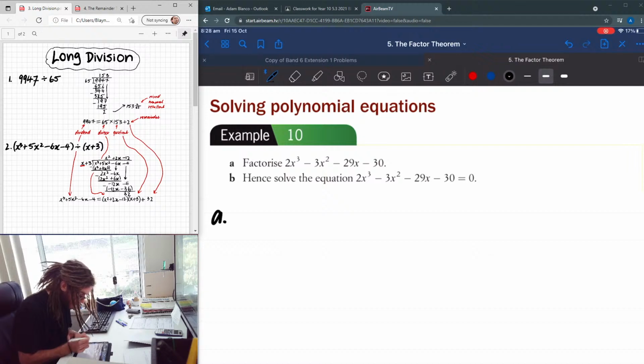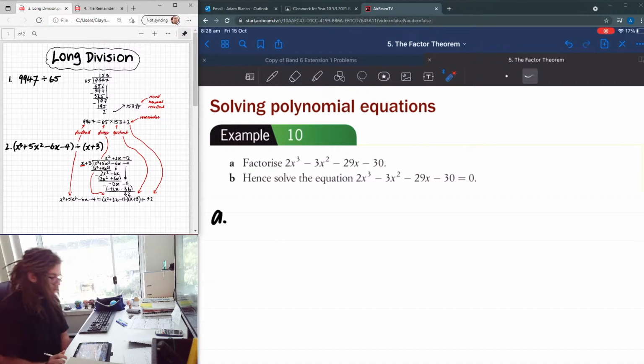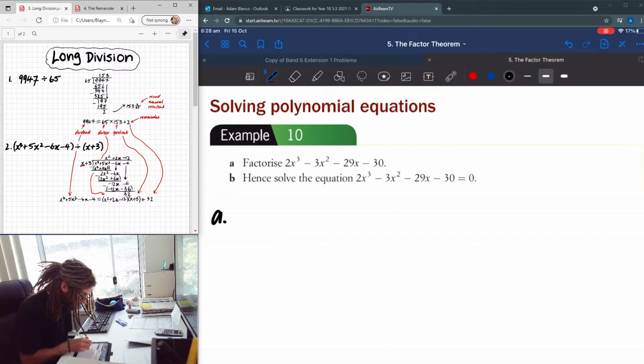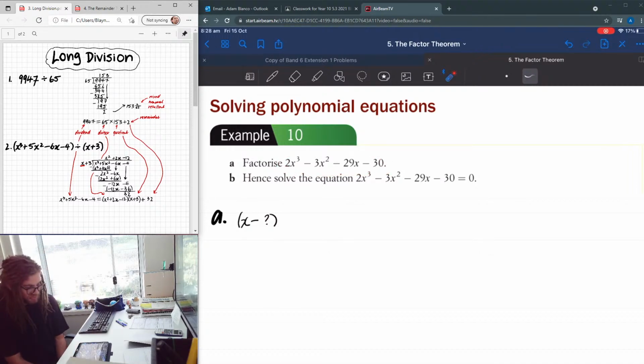So you're going to hate this slightly, but normally you'd be like, okay, well, I need to divide it by something. I want to divide it by something such that I don't end up with a remainder. That's what factorizing is. I'm expressing something in terms of its factors without a remainder. So I need to figure out x minus something such that I don't end up with a remainder.